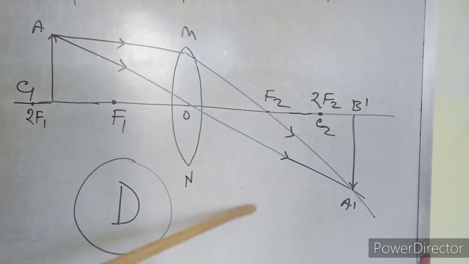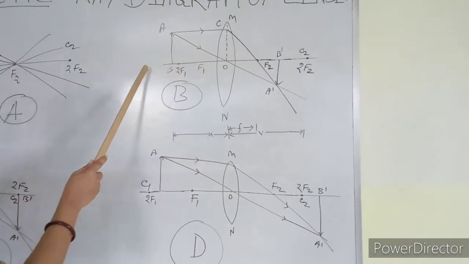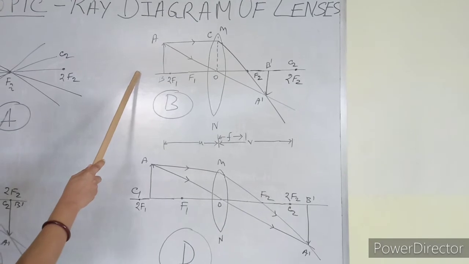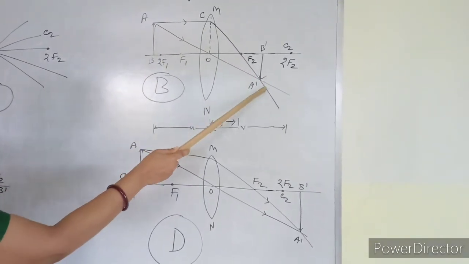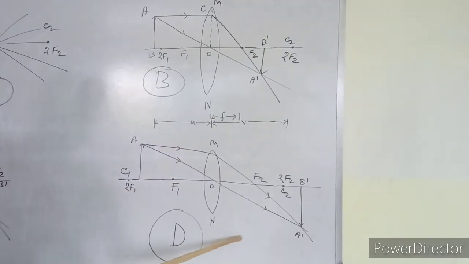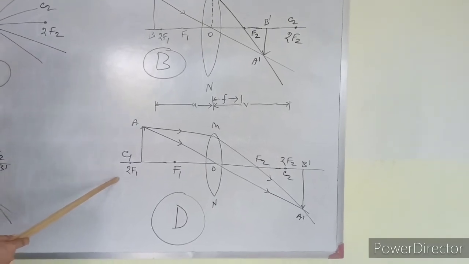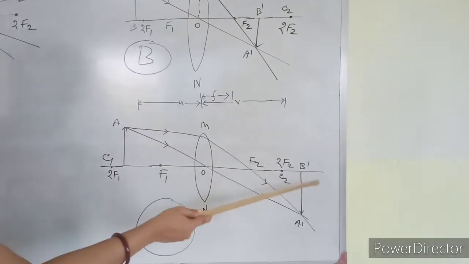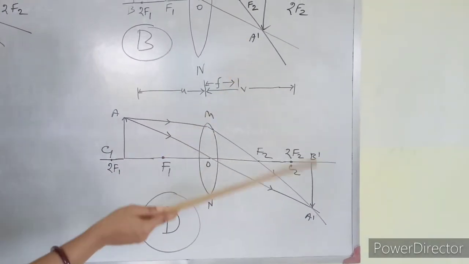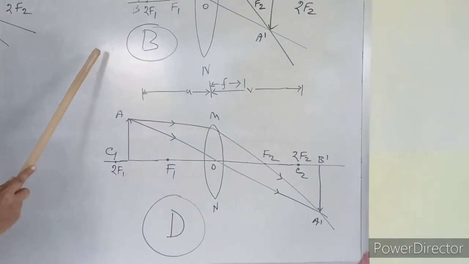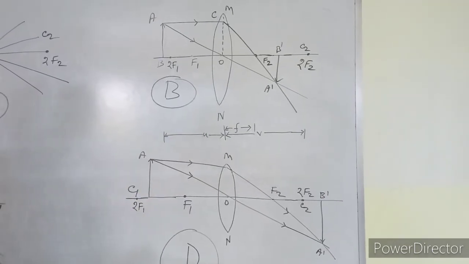So this one and this one are just reverse of each other. Here the object was beyond 2F, image is formed in between F2 and 2F2. Here the image is diminished. In this case just opposite, that is the object is in between F1 and 2F1 and image is forming beyond 2F2 and the image is enlarged. Previous one was diminished, this is enlarged. So if you can remember one, you can remember another one also, that just opposite of this one.